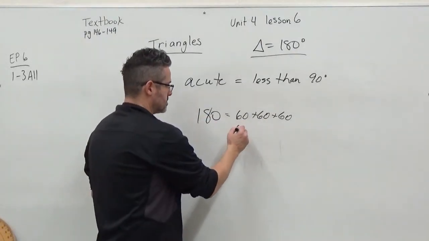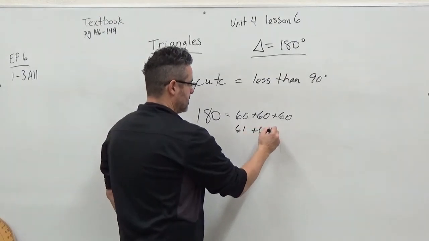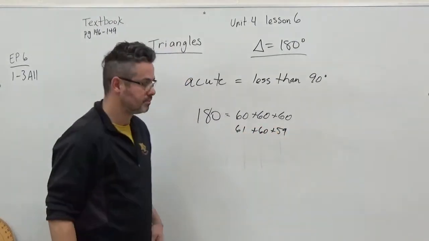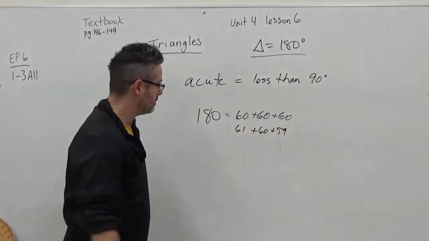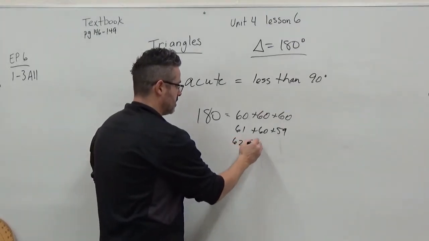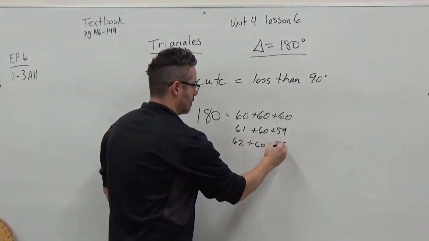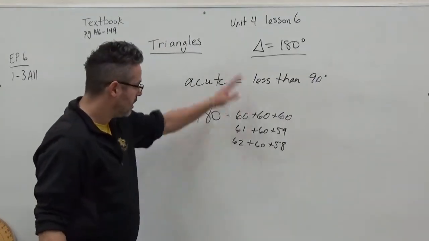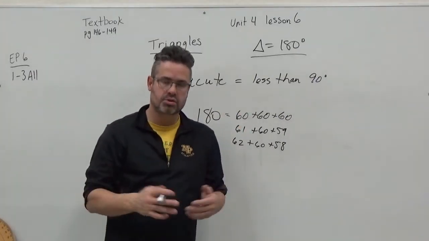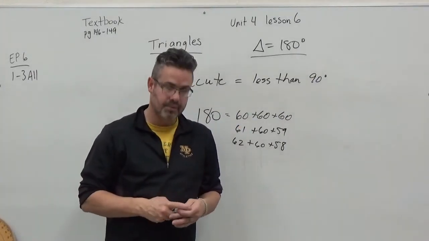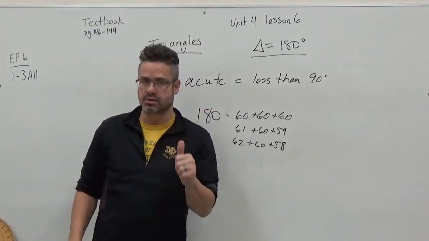Well, what if this was 61, 60, and 59? Those are all acute angles. What if we had 62, 50, and you get my point. There are lots of triangle combinations with three acute angles. Okay?